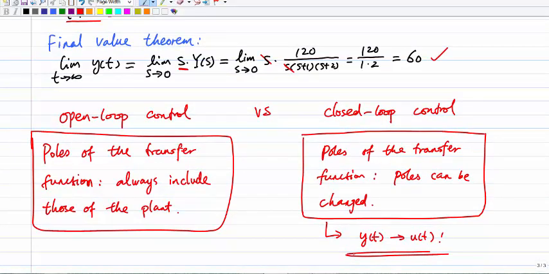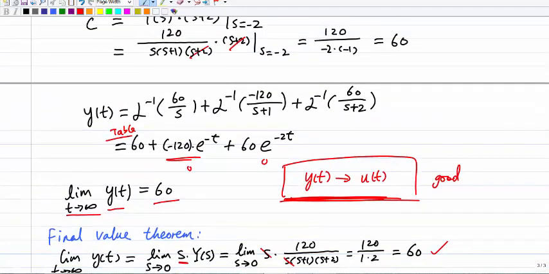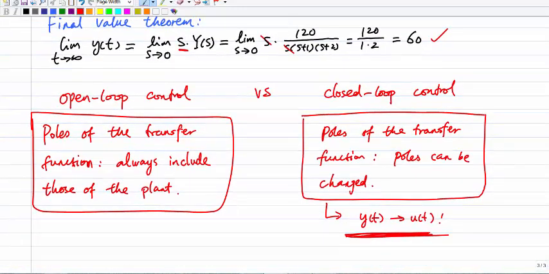That's also the reason why y of t will go to u of t, because we can make it stable, right? We can make sure that this will go to the desired value because I can reassign the poles. Okay, so that's all I have for the lecture.